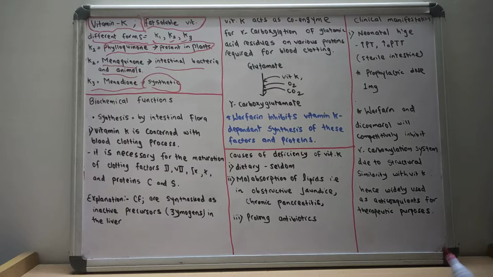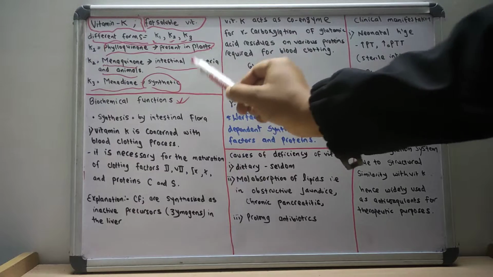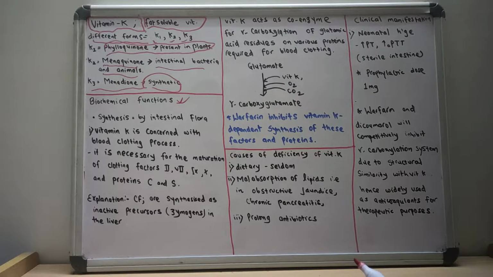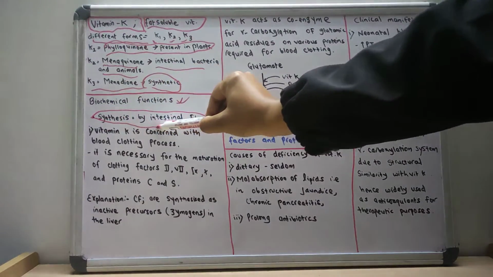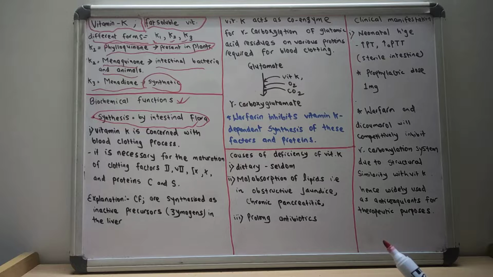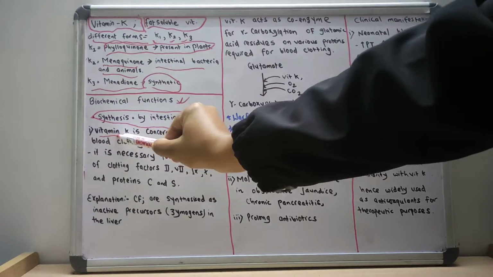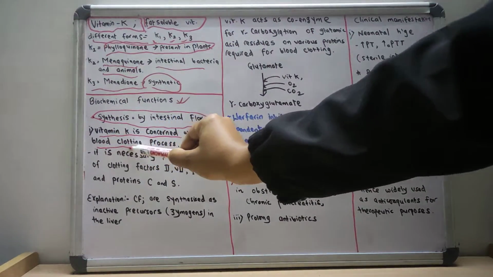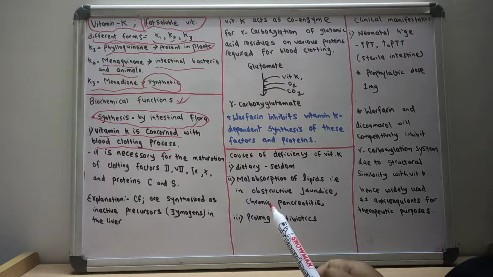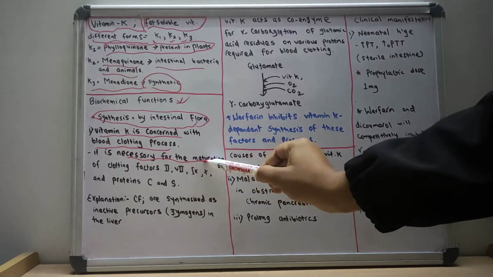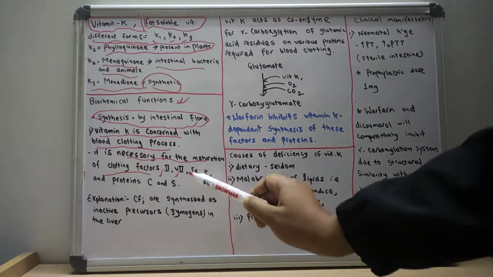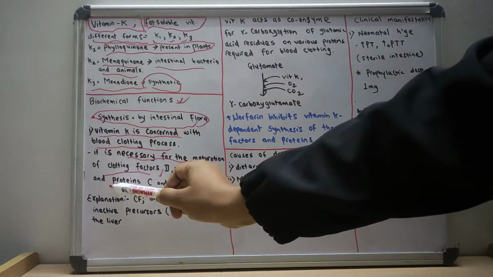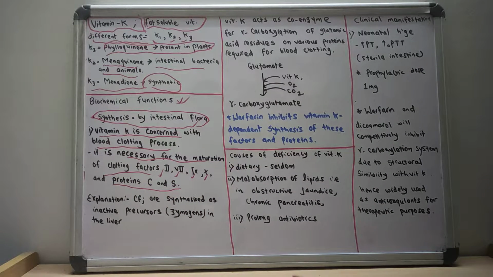Now let us discuss the various biochemical functions of vitamin K. Vitamin K is synthesized mainly by the intestinal flora, so deficiency of vitamin K occurs rarely. Vitamin K is concerned with the blood clotting process. It is necessary for the maturation of clotting factors like clotting factor 2, clotting factor 7, factor 9, 10, and protein C and protein S.